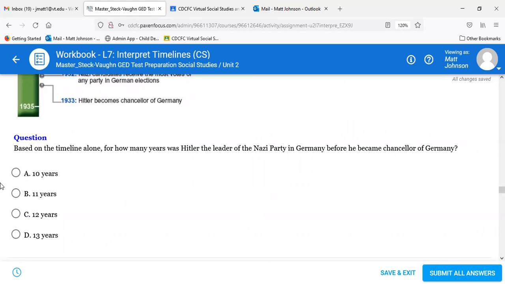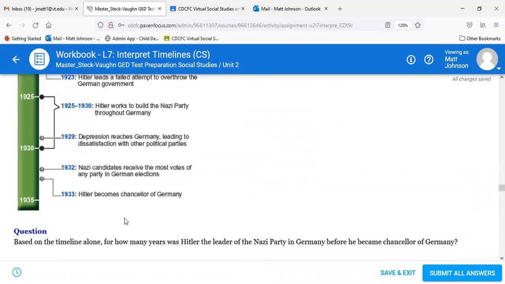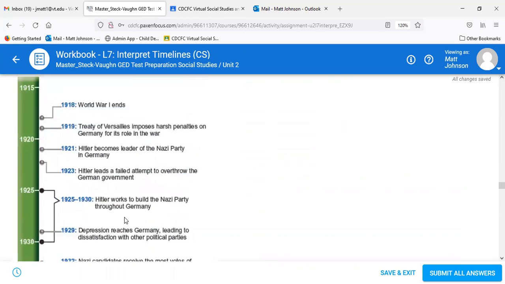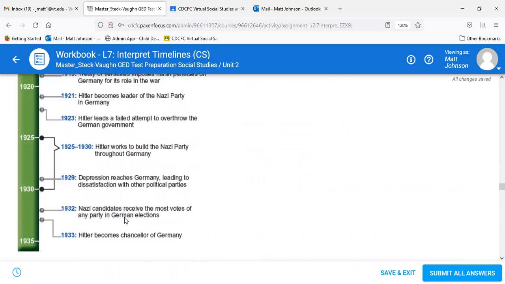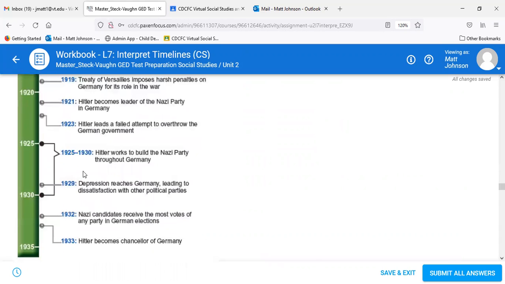Sure. Based on the timeline alone, for how many years was Hitler the leader of the Nazi Party in Germany before he became Chancellor of Germany? A, 10 years, B, 11 years, C, 12 years, or D, 13 years. And I think it's C, 12 years.